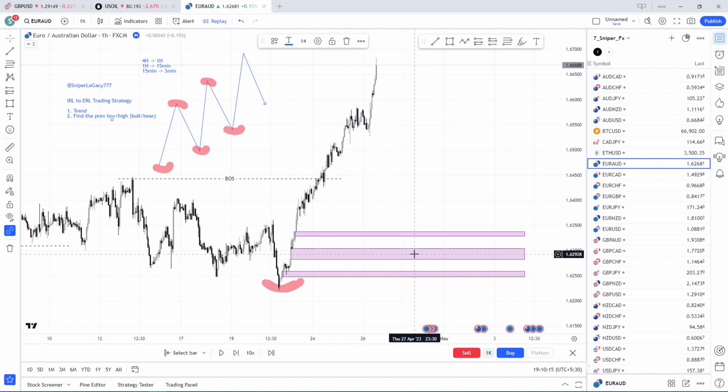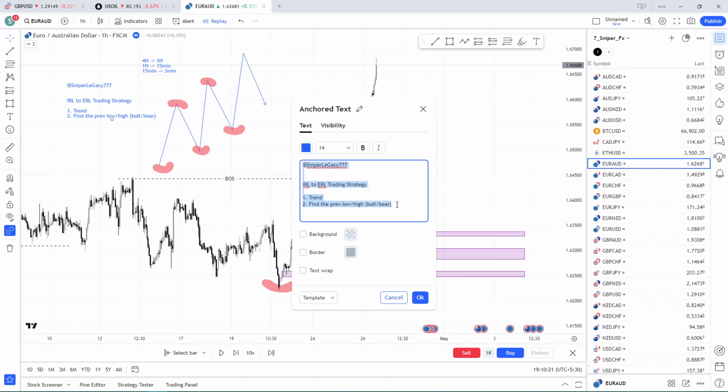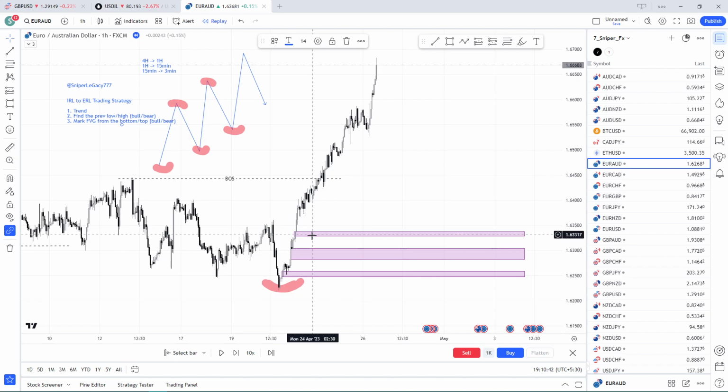And since the example here that we are seeing is a bull market, we have to find the low. Okay, so I have to find the low. Third one is mark FVG from the bottom or top. Okay, from bottom for bull and from top for bear. Okay, so see how I started to mark 3 FVGs.